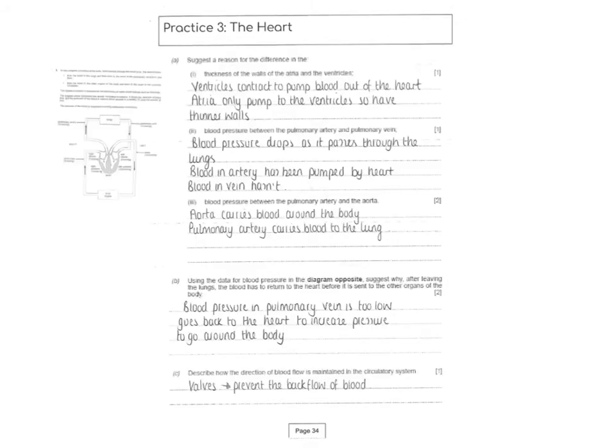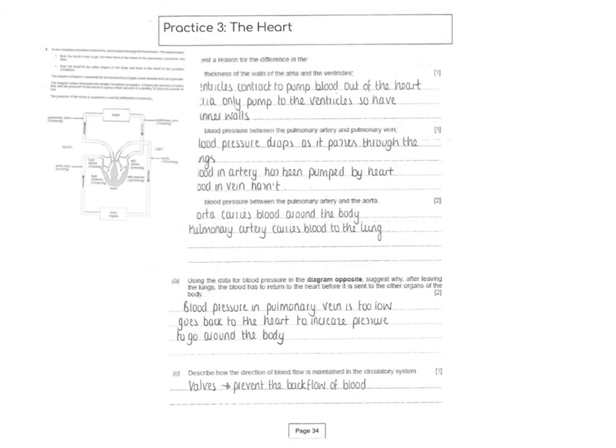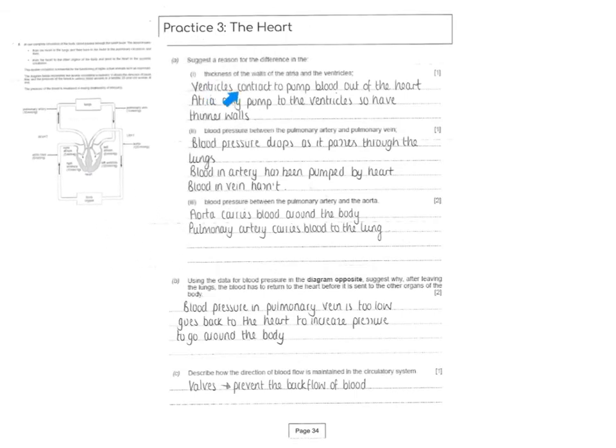Okay, so it says, suggest a reason for the difference in the thickness in the walls of the atria and the ventricles. So in our heart, if I zoom in on our heart picture, our atria are on top and you can see the walls, they're very thin in comparison to our ventricles down the bottom, which are really thick. And the reason is the ventricles contract to pump blood out of the heart, whereas the atria only pump blood to the ventricles, so they have the thinner walls. The atria pump blood down into the ventricles, where the ventricles need to contract to pump blood out of the heart.